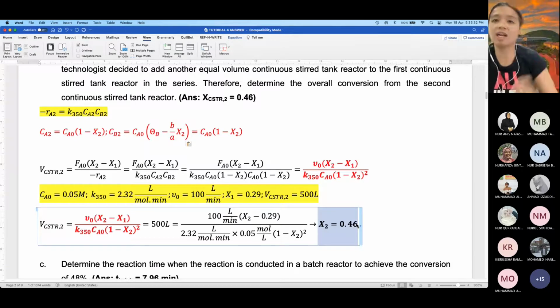So let's say you calculate, katakan X2 kamu tu lebih kurang daripada X1. Means X1 0.29, your X2 must be more than 0.29. If you get less, please check back again. It's not possible sebab conversion tak boleh turun, conversion tak boleh reset. Conversion must increase from the very first reactor.